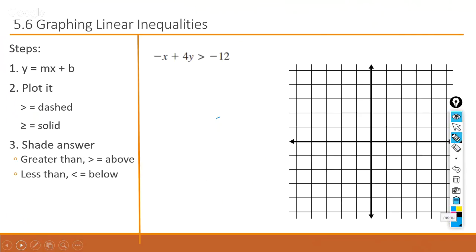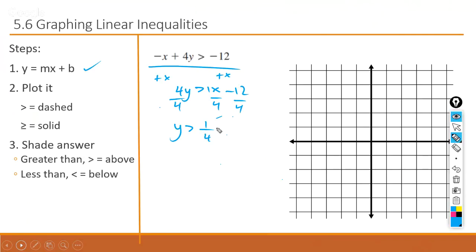So now, -x plus 4y is greater than -12. And this is not in slope-intercept form, so I need to put it in that form. So I add x first. So 4y is greater than x plus 12. Psych. It's negative, so -12. And now we divide by 4. So y is greater than, the number in front of x is 1, so 1/4 x minus 3.